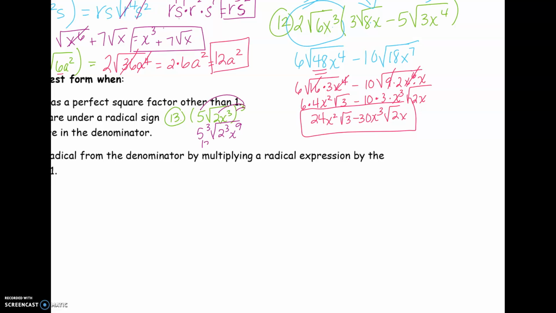So on the outside we have 125 times the square root of 8x to the 9th. Well, I know that I can rewrite 8 as 4 times 2. And I know I can take 8 x's out of 9 x's and have 1 left. Square root of 4 is 2, so I have 125 times 2. The square root of x to the 8th is x to the 4th. What is not a perfect square is the 2x. What is my final answer? 250 x to the 4th times the square root of 2x.